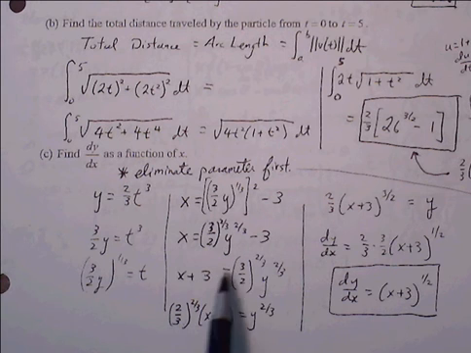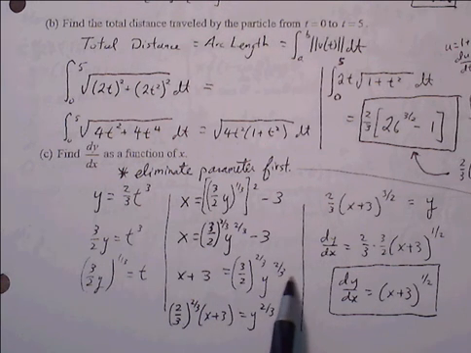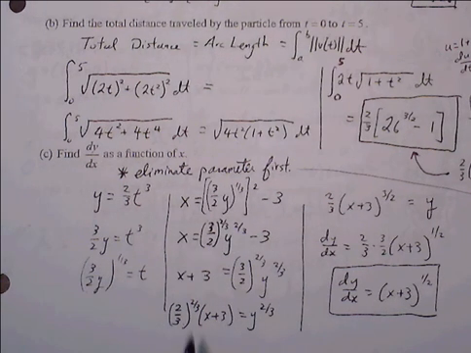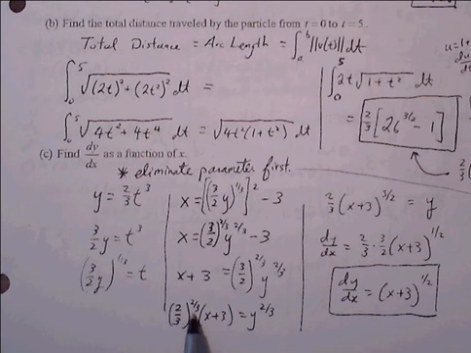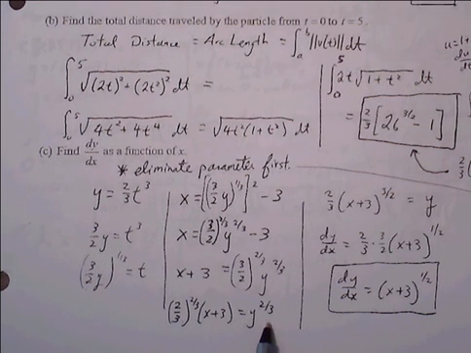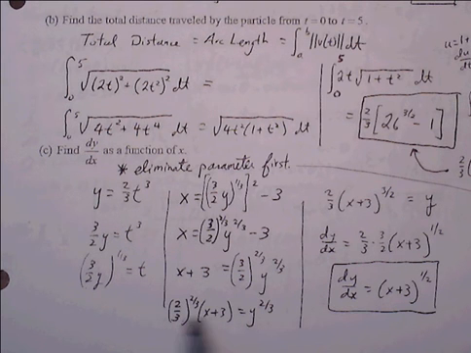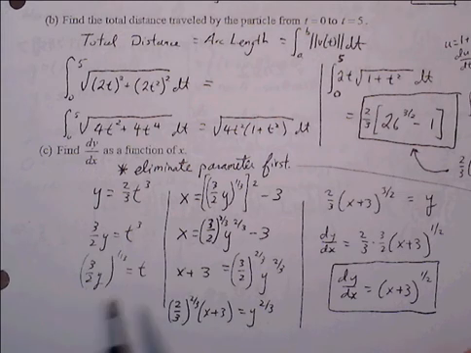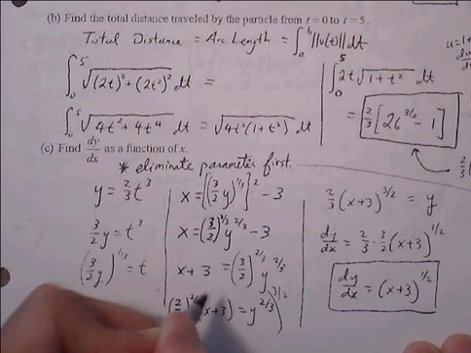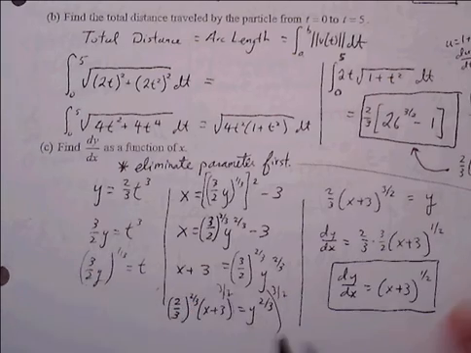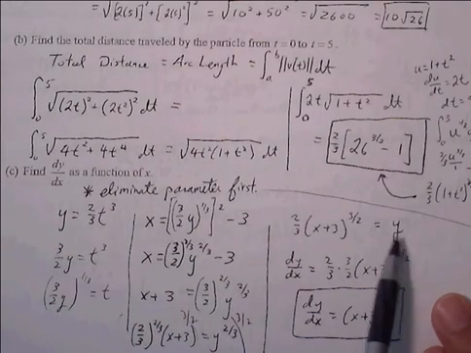x plus 3 is equal to 3 halves to the 2/3, y to the 2/3. We can divide both sides by 3 halves to the 2/3, which is 2/3 to the 2/3. And then if we solve for y, we can raise everything to the 3 halves. Okay. So once we raised everything to the 3 halves, we now have an equation. Okay. y in terms of x.